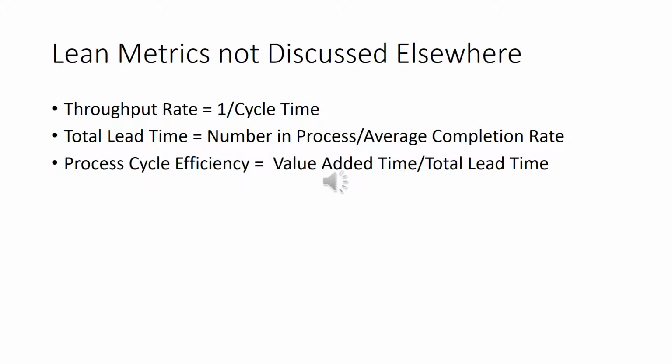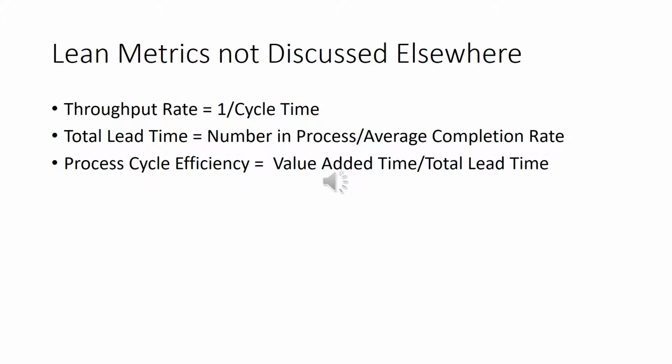I'm going to talk a little bit about some metrics, 3 big ones that I haven't discussed anywhere else. We talked a little bit about the financial. We'll talk about TPM later on. But the throughput rate is equal to 1 divided by the cycle time. So if you know what the cycle time is, you can figure out the throughput rate just by dividing.